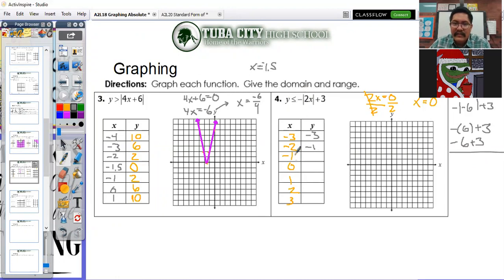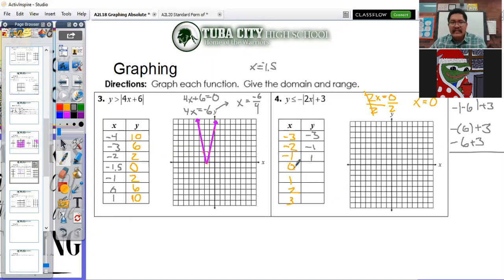Negative 1 for this one here, plug that in. Negative 1 times 2 is negative 2. And negative 2, absolute value would be positive 2. But again, it's going to be made negative by this thing on the outside. So negative 2 plus 3 is 1.